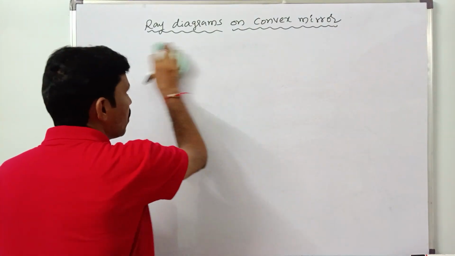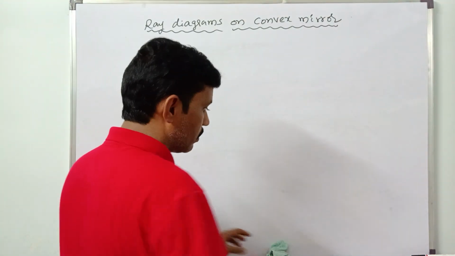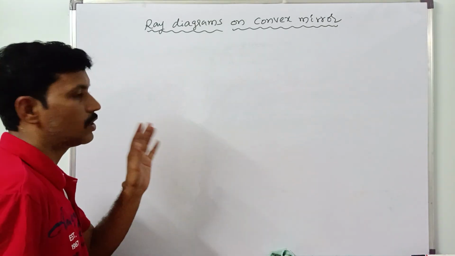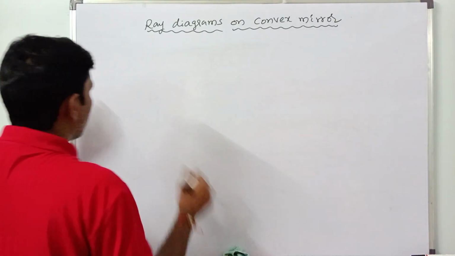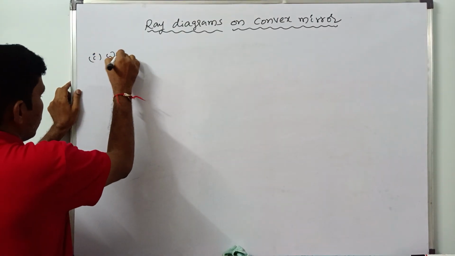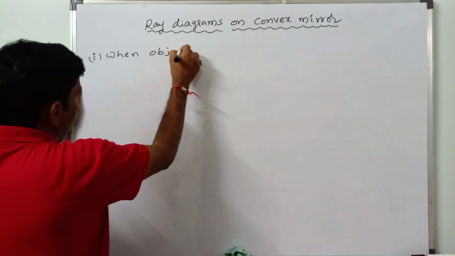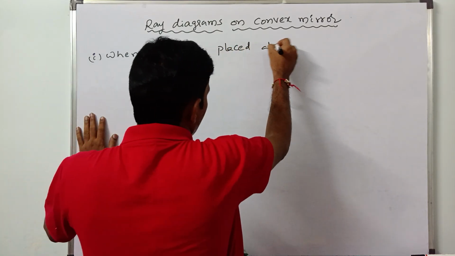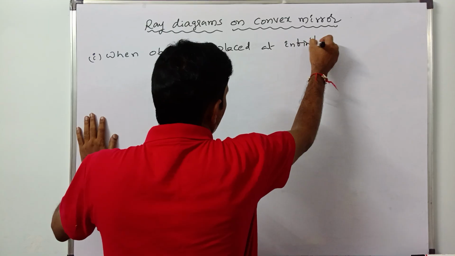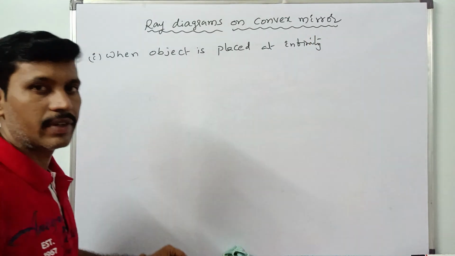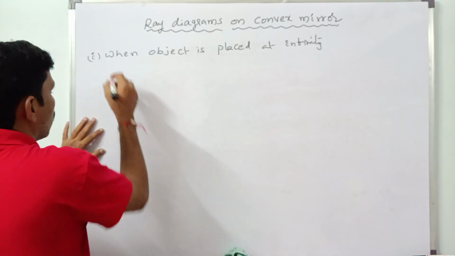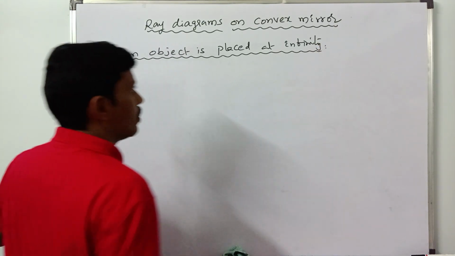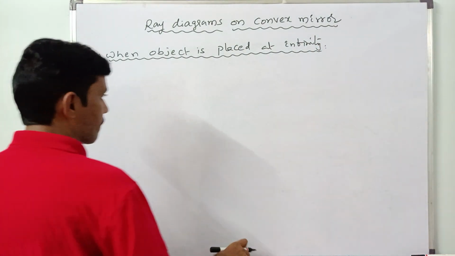In case of concave mirror, we discussed already that there are 6 cases. But here there are only 2 cases. The first one is when the object is placed at infinity. When the object is placed at infinity, where do we get the image? On the convex mirror. So this is case one, when the object is placed at infinity. Let us draw the diagram.